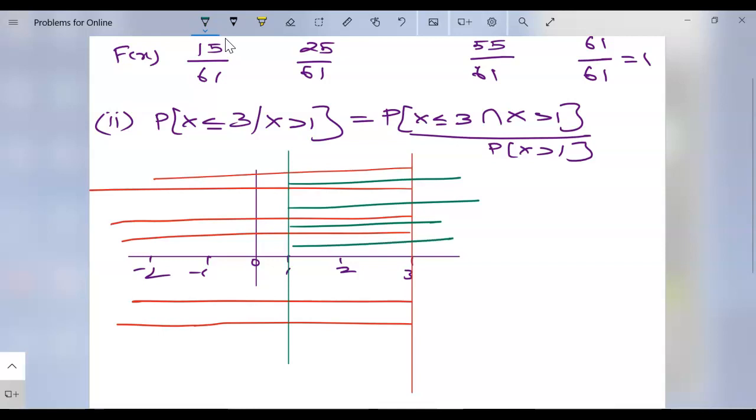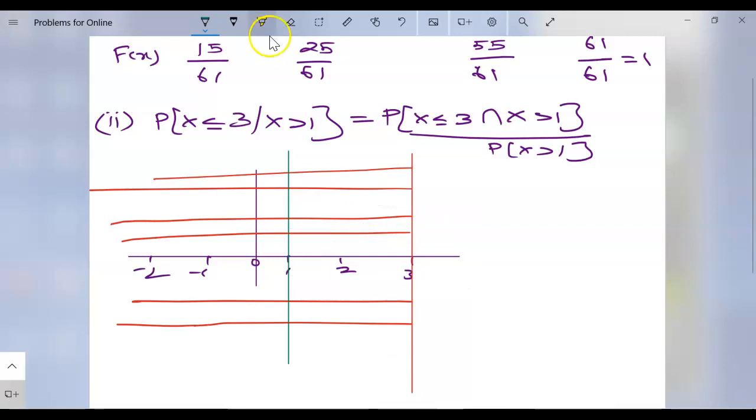Just remember, 1 is not included. Okay, so like this it is. Now, where do you have both the green lines, and that is the intersection? Green line means like this. Where do you have... I will draw these green lines differently.